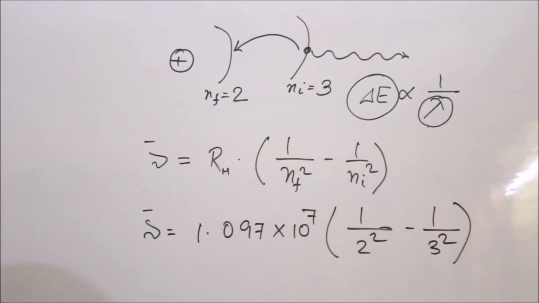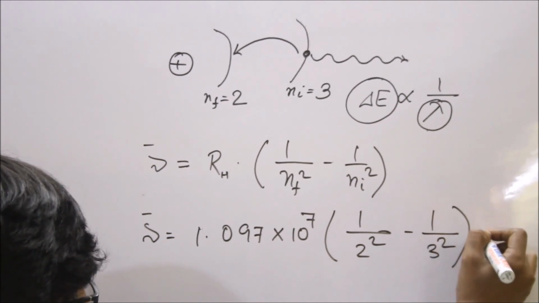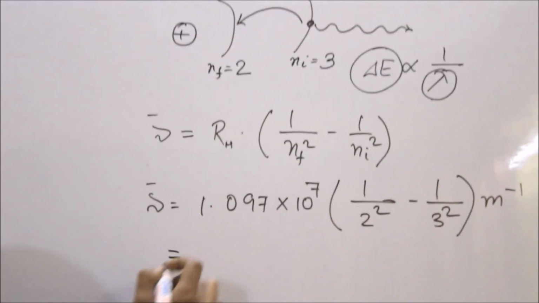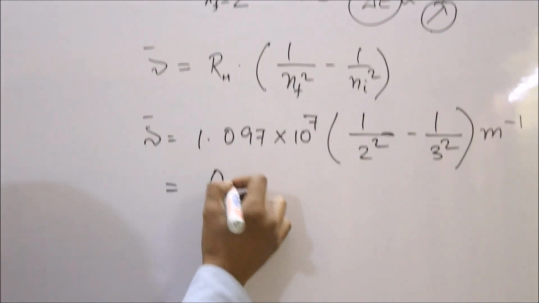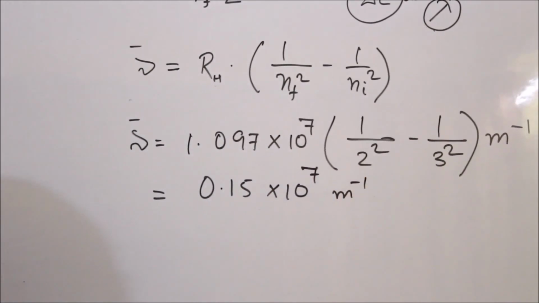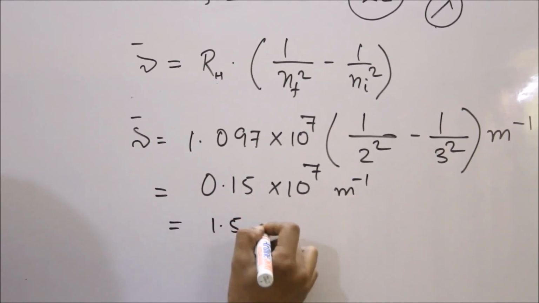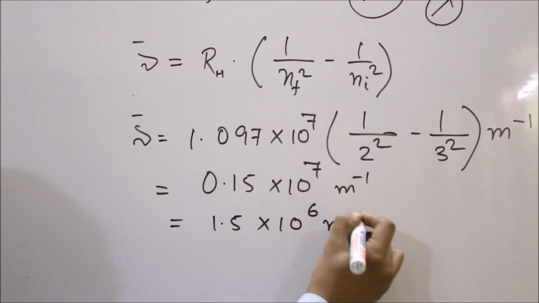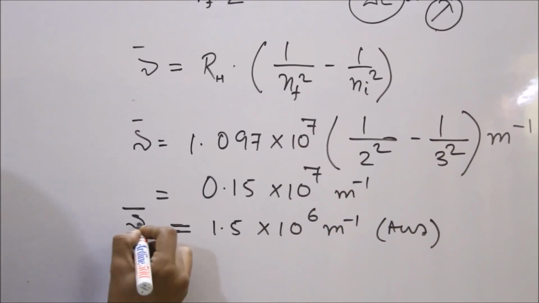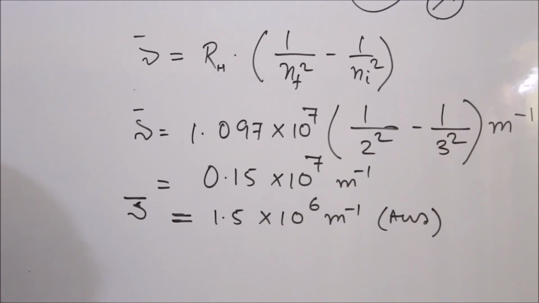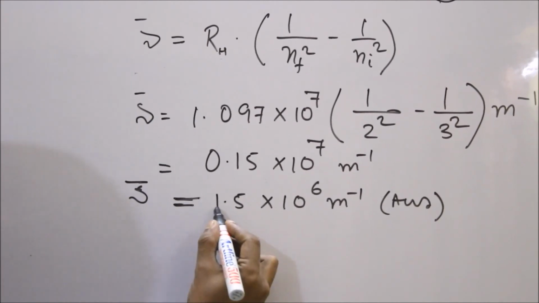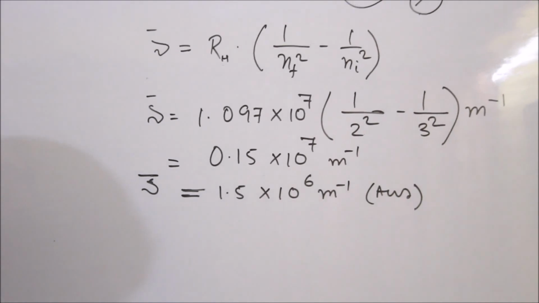because the initial shell is 3 and the unit is meter inverse. So after calculation we get 0.15 into 10 to the power 7 meter inverse. That means 1.5 into 10 to the power 6 meter inverse, and this is our answer. So the wave number for the longest wavelength in Balmer series for atomic hydrogen will be 1.5 into 10 to the power 6 meter inverse.